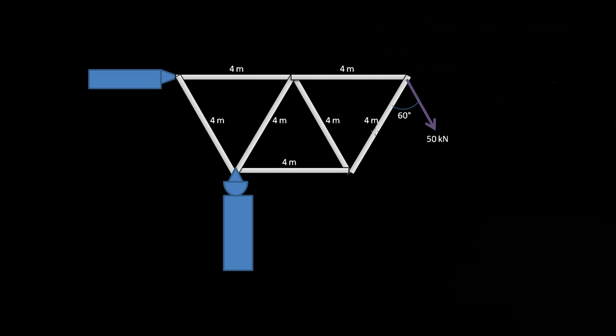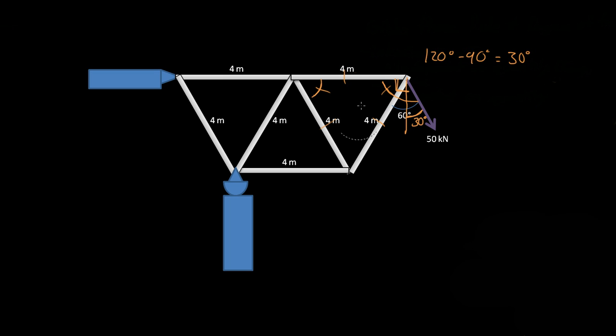Alright, so we have this truss, and each one of these is 4 meters long. That means all the sides are the same length, so each of these angles is the same because we have an equilateral triangle. If this is 60 degrees and this is 60 degrees, then this total angle right here is 120 degrees. Now if we put in a 90-degree angle right here, we just subtract 90 degrees, and we get this angle, which is equal to 30 degrees.